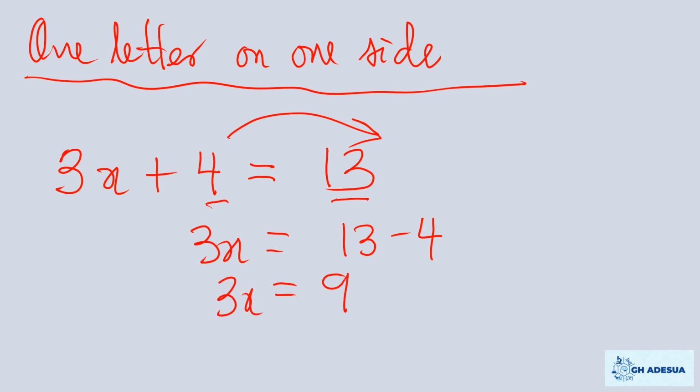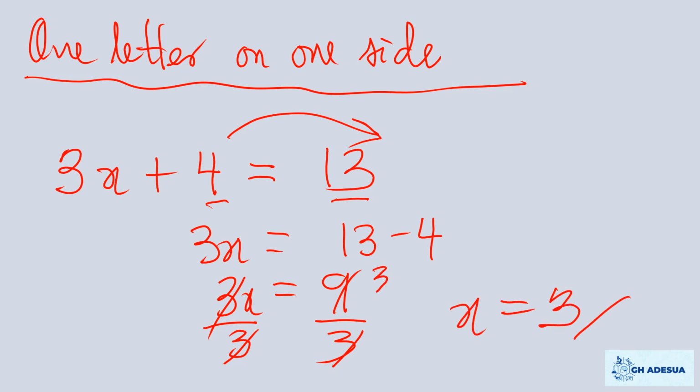Now if you want x to stand alone, you divide by 3. Divide 9 by 3, so that's 3. So in effect, you have x is equal to 3. And that is the answer for that.